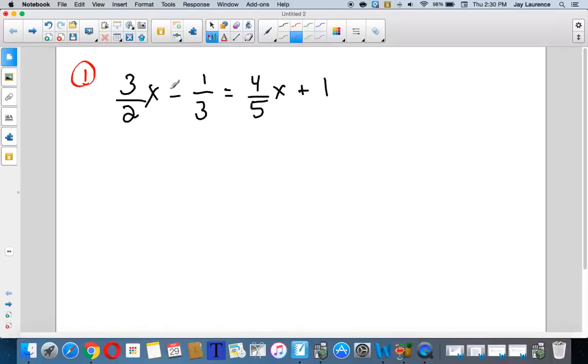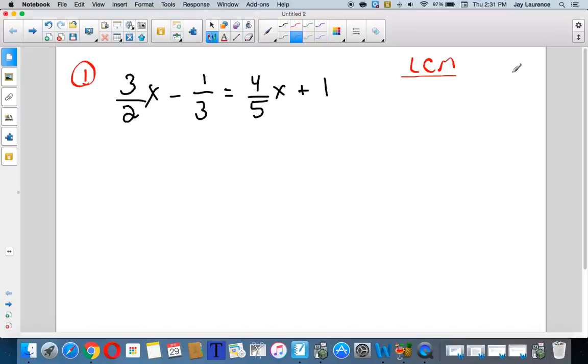Okay, the first thing I do is I don't like all these fractions. So I am going to find the least common multiple of my denominators. And remember, I told you a really good way to do that is to count by the largest of the denominators. So I'm going to count by 5s. I'm going to stop when I say a number that 5, 2, and 3 all go into.